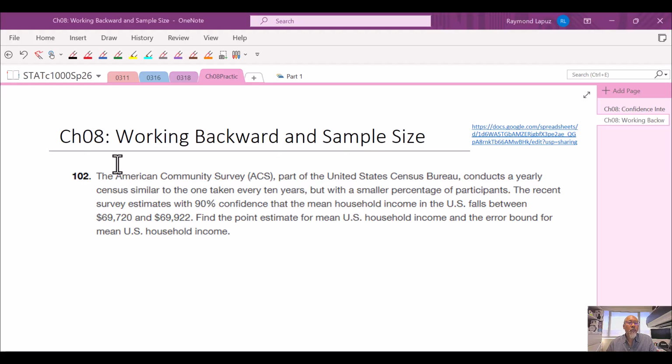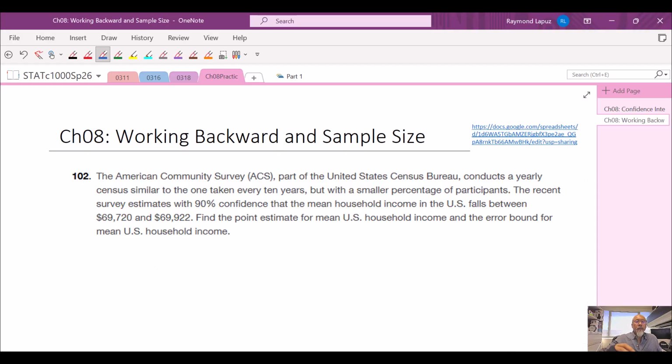Let's take a look at the first problem. The American Community Survey, part of the U.S. Census Bureau, conducts a yearly census similar to the one taken every 10 years, but with a smaller percentage of participants. The recent survey estimates, with 90% confidence, that the mean household income for the U.S. falls between $69,720 and $69,922. Find the point estimate for the mean U.S. household income, and find the error bound.